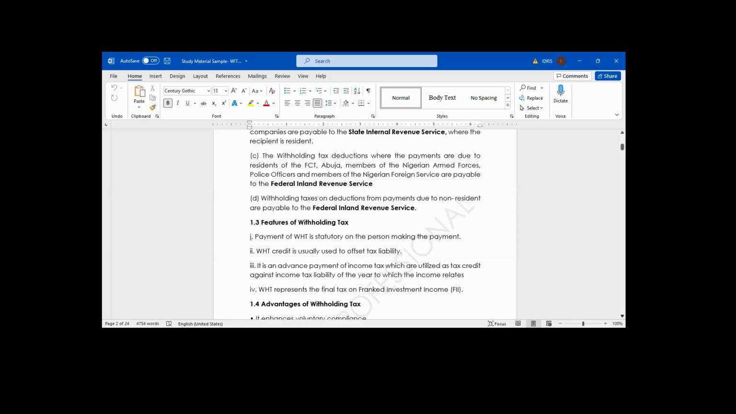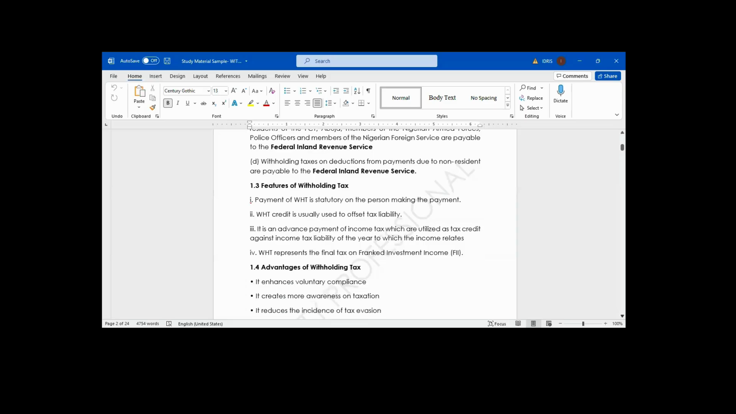Another feature of withholding tax is the withholding tax credit note. We use it to offset our final tax liability. That is the withholding tax deducted on your income. At the end of the year, when you are computing your final tax liability, that withholding tax will be used to offset some of your tax liability.